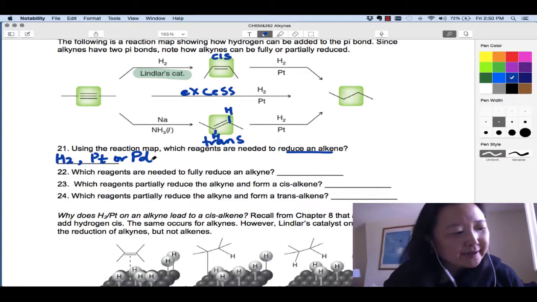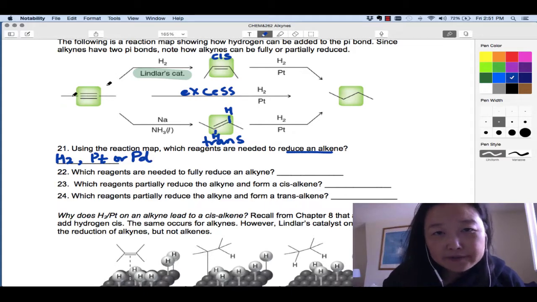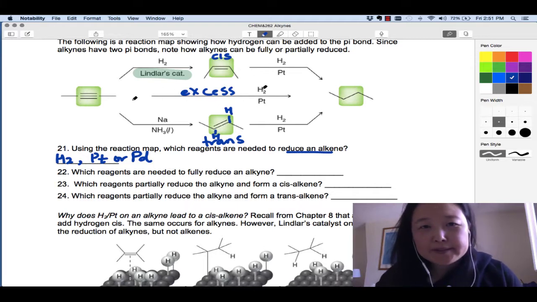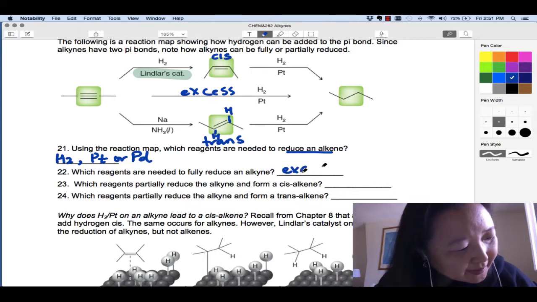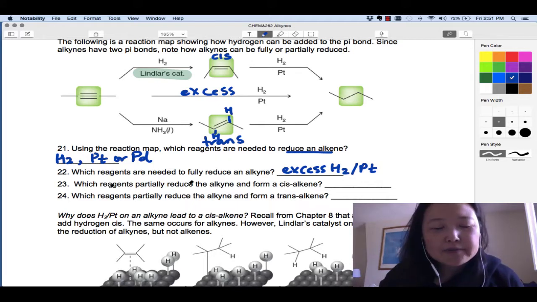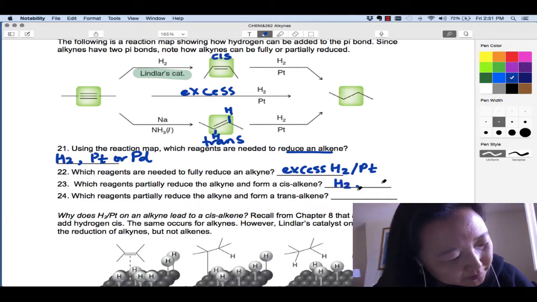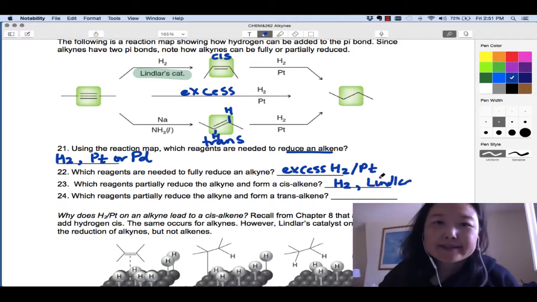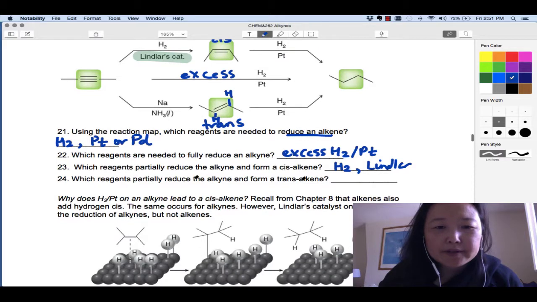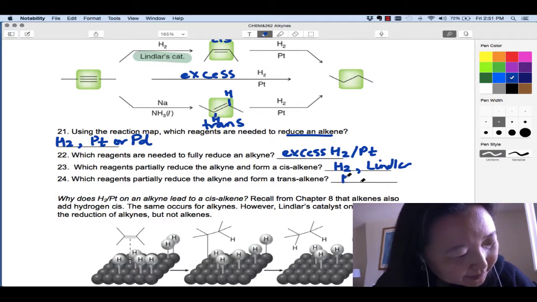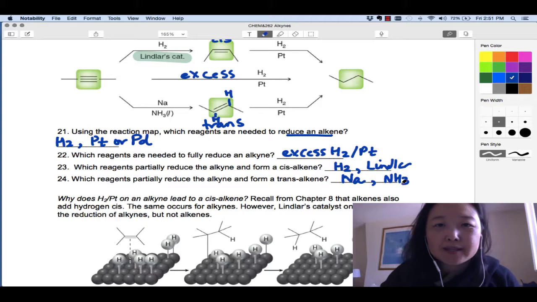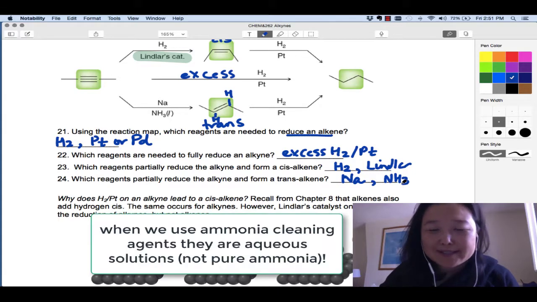Only platinum is shown in this diagram. To fully reduce an alkyne, where you're way over here, you have to go all the way through. So I'm going to use this middle road here, excess H2. Usually we like to say excess just to make it clear that you don't mean to stop halfway. Which reagents partially reduce the alkyne to form a cis alkene? That's going to be H2 on Lindlar's catalyst, and you can just write Lindlar. It's sort of a combination of a lot of different reagents. Partially reducing the alkyne to a trans alkene would be sodium or sometimes lithium, with a solvent of cold liquid ammonia. This is usually at negative 30 degrees Celsius for ammonia to be a liquid. Normally ammonia is a gas at room temperature.